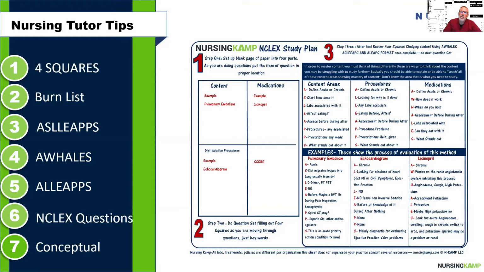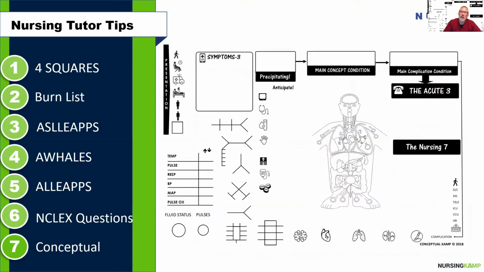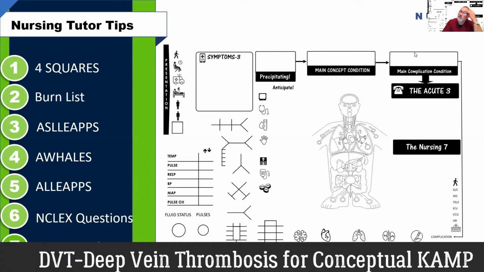So the next thing we're going to talk about is the Conceptual Camp, and this is a conceptual model of this content. Like I said before, we're going to look at DVT. When we're looking at this, the question is: do I know what's going on with this content in a full way, so that I could really look at it and understand what is happening here? So let's go into it.